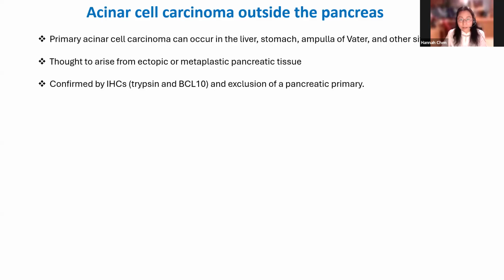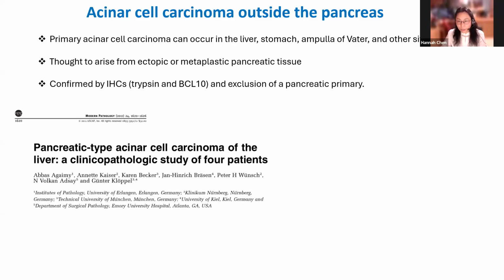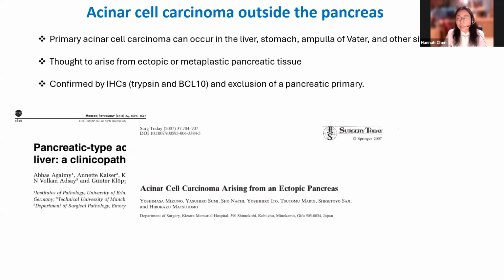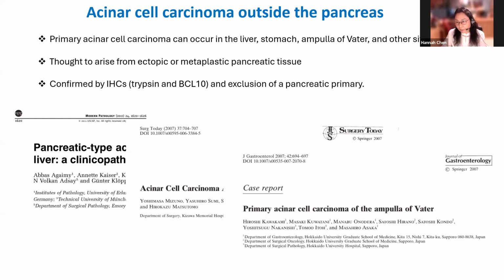Primary acinar cell carcinoma can occur in the liver. You see this tumor in a published paper. It can occur in the stomach, in the ampulla of Vater, and also other sites that I didn't include in these slides. It's thought to arise from ectopic or metaplastic pancreatic tissue. You can confirm the diagnosis using trypsin, BCL10, and chymotrypsin immunostains. Importantly, you need to exclude primary pancreatic acinar cell carcinoma.